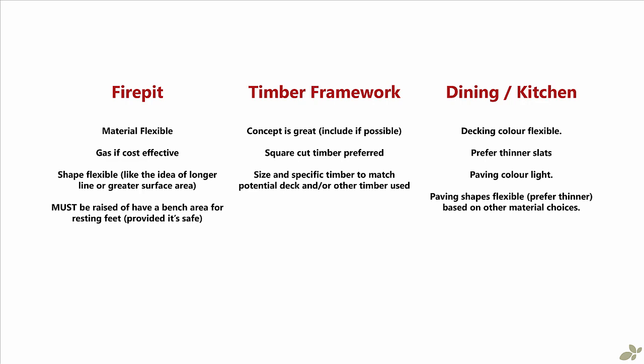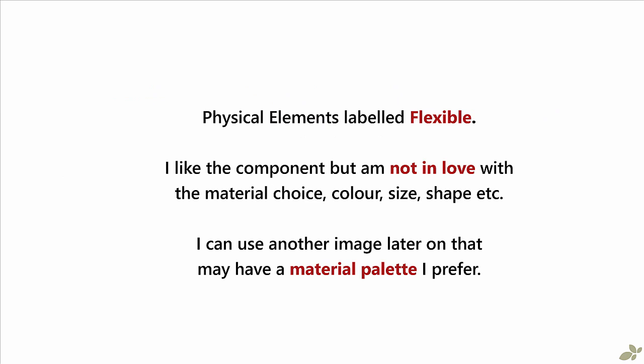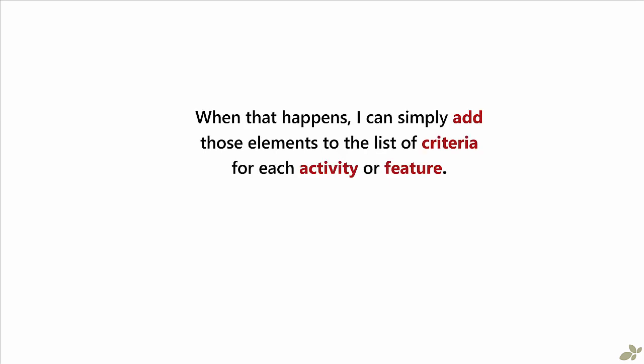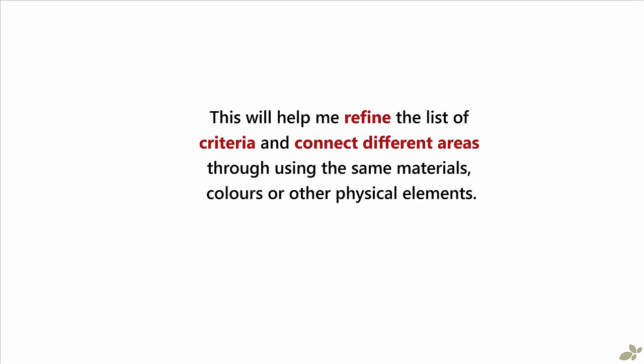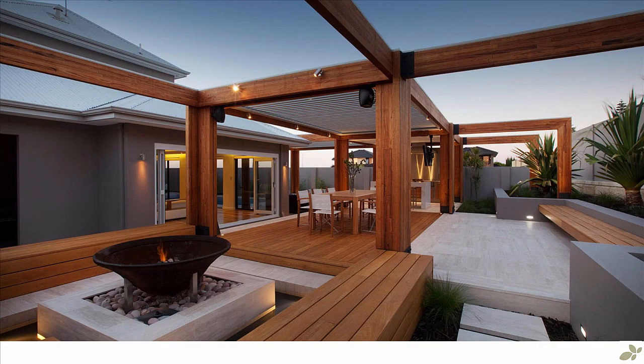You'll probably notice that I've mentioned a lot of physical elements and labelled them flexible. This means I like the component, but I'm not in love with the material choice, colour, size or shape, etc. I'll probably find another image later on that has a material palette I prefer. When that happens, I can add those elements to the list of criteria for each activity or feature. This will help me refine the list of criteria and connect different areas through using the same materials, colours, or other physical elements.